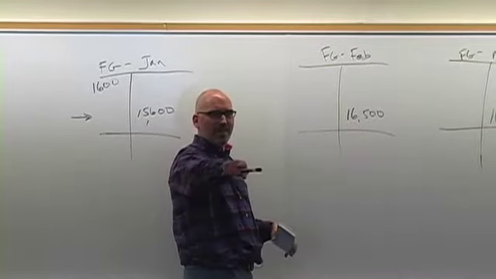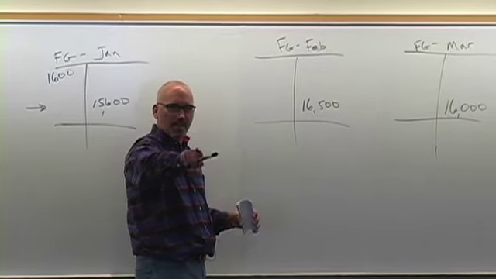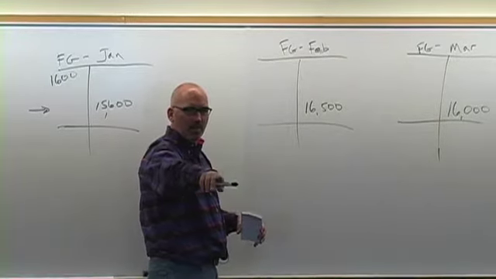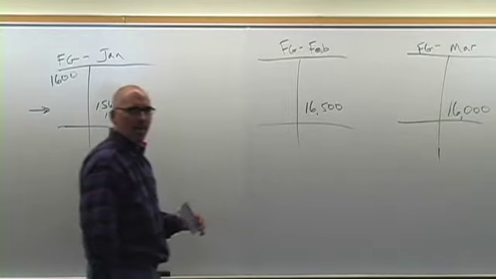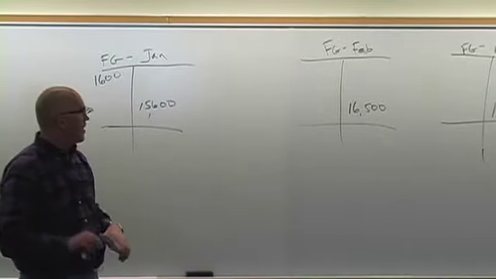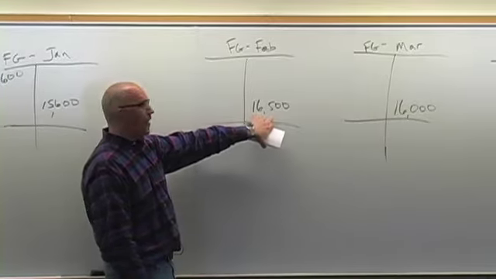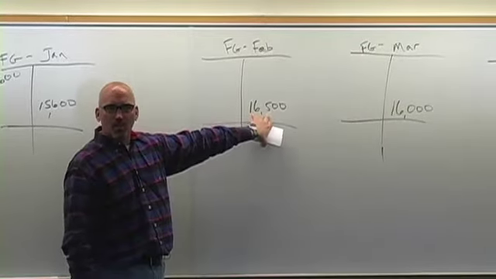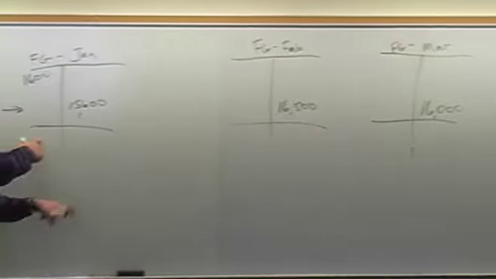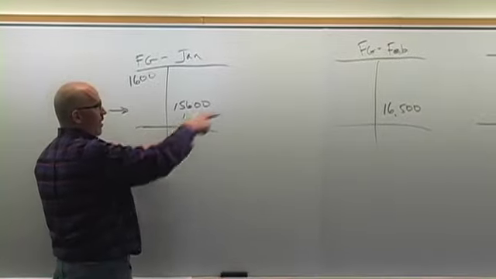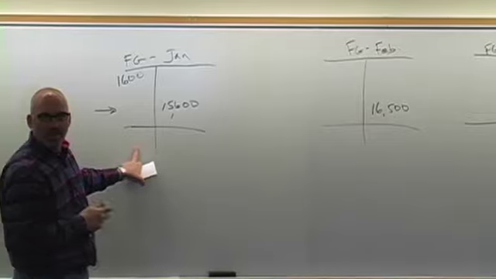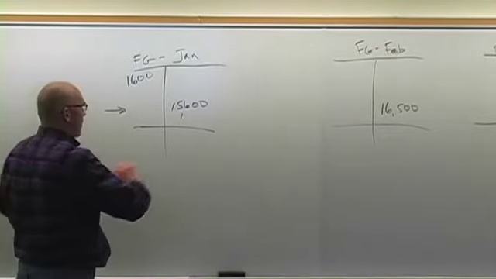Now read your statement again. Read the whole statement again. Desires to maintain monthly ending inventory equal to 10% of next month's expected sales. Next month. So this 16,500 times 10%, where does that number go? Next month's sales are going to be how much? 16,500, right? Okay.